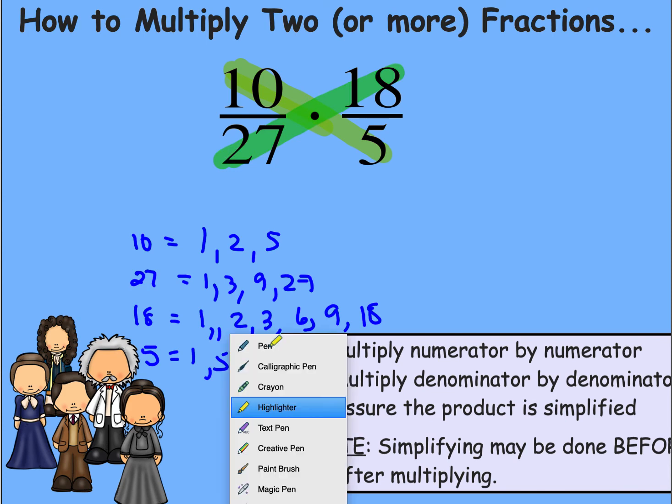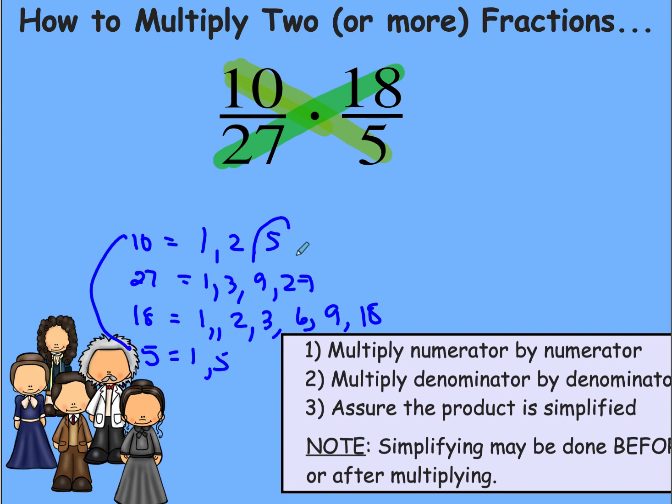So I see that 10 and 5 have a common factor of 5. So I'm going to divide 5 divided by 5 and 10 divided by 5. So 10 divided by 5 leaves me with 2. 5 divided by 5 leaves me with 1. So now I'm going to do the same thing with 18 and 27. So looking at 18 and 27, I see that they're both divisible by 3 and they're both divisible by 9. You always want to use the biggest number you can divide both of them by if you know it. So I'm going to divide both of them by 9.